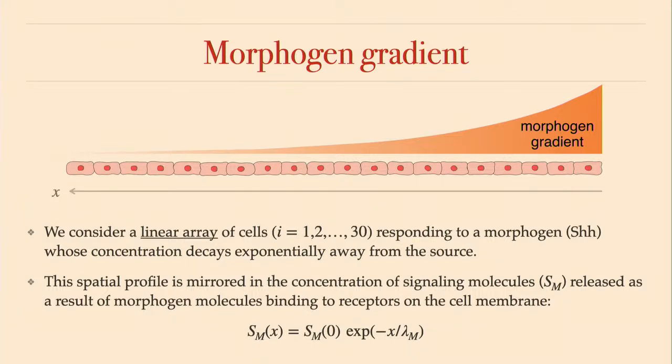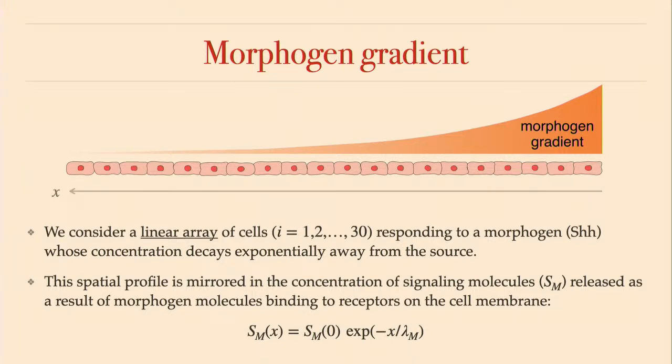So in our simulations, we considered a linear array of cells. We took 30 cells, and its concentration profile is sort of decaying, going from right to left. For simplicity, we're just going to take a functional form like this. But in the second half of the talk, I'll mention a way by which you can dynamically generate the production of morphogen. In this case, it didn't matter all that much.